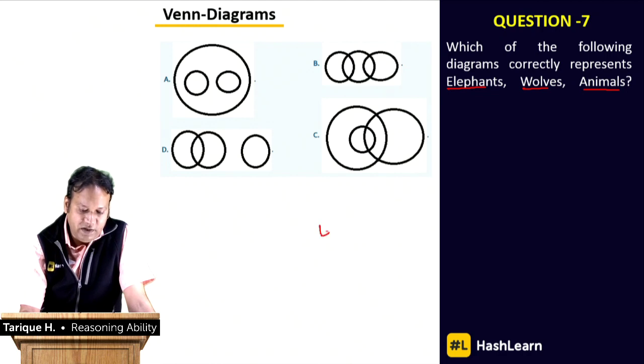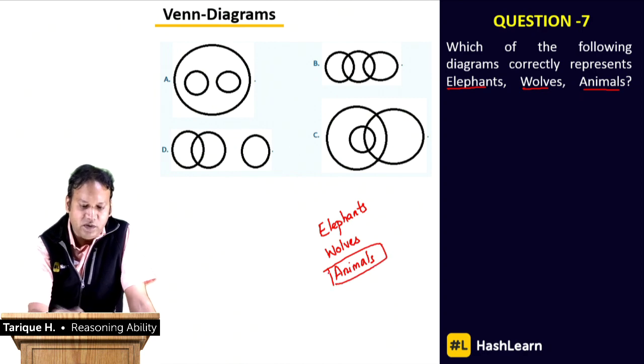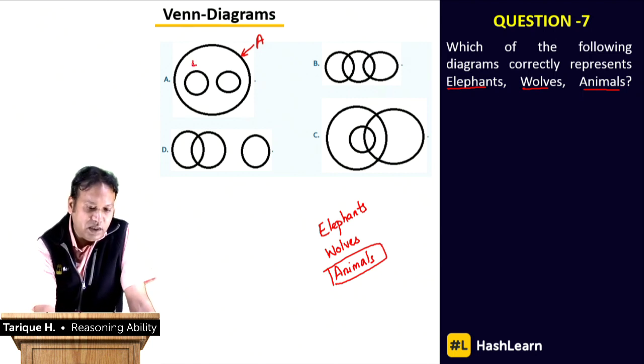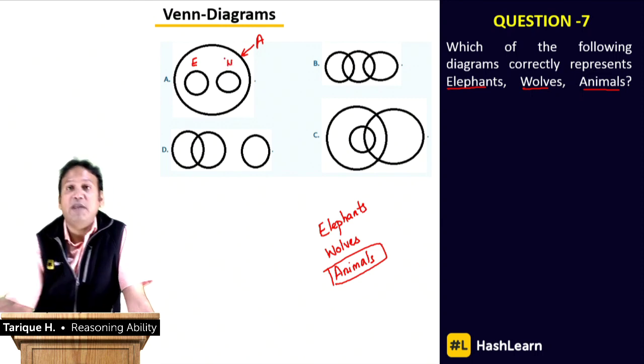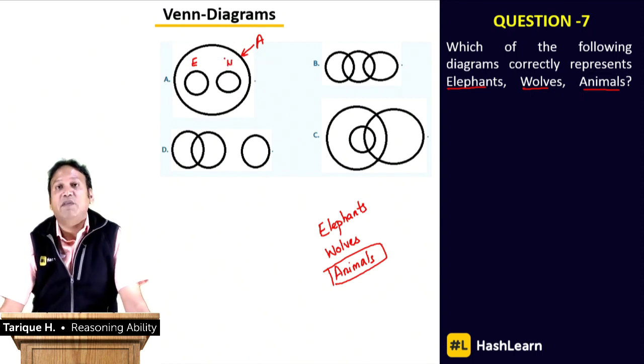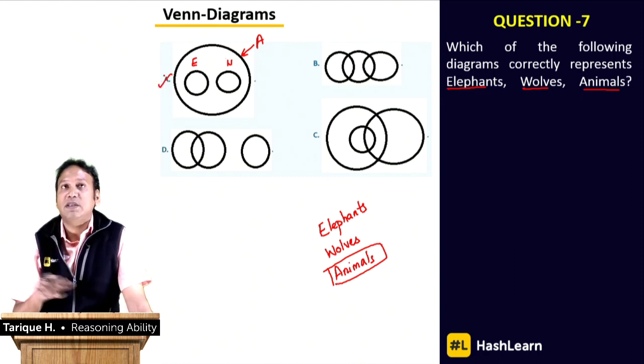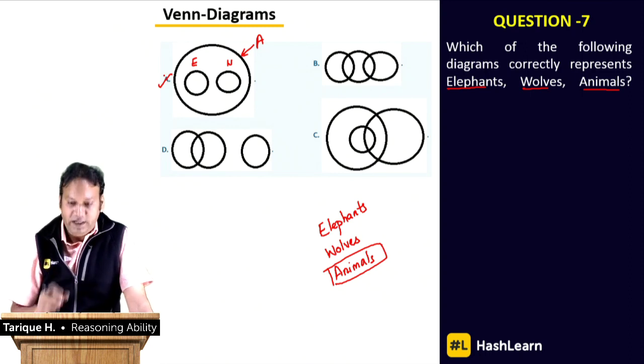So 3 categories we have: elephants, wolves, and animals. So first of all, elephants and wolves both are animals. So animals would be the larger set here. So I think something like this would help. This is animals. This circle represents all animals. And inside this circle we have 2 circles, one for elephants and one for wolves. We know elephants can't be wolves and wolves can't be elephants, but both of them are animals. So answer has to be answer option A. Okay, that's how we solve these questions based on relationships and Venn diagrams.